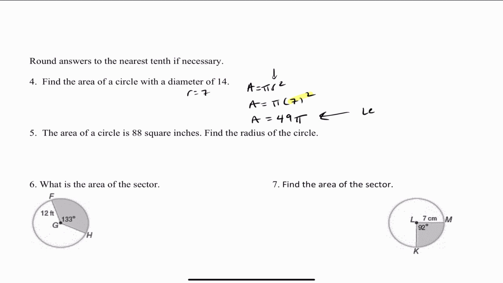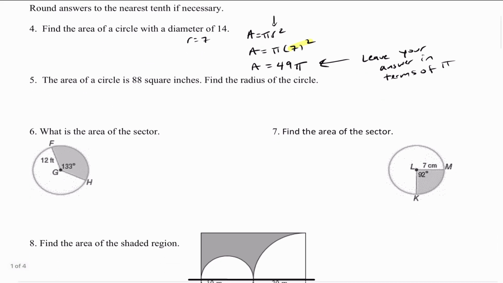So you're going to leave your answer in terms of pi. I don't want you to multiply the 49 into pi and give me a decimal, because on the test, you're going to be asked to leave your answer in terms of pi. Number 5, the area of the circle is 88 square inches. Find the radius of the circle.